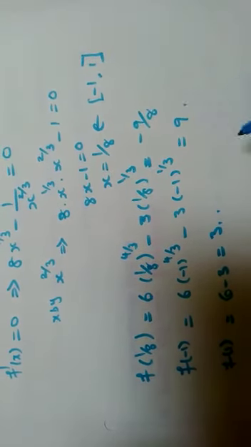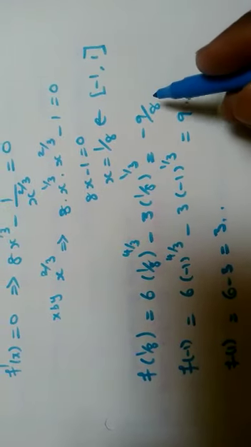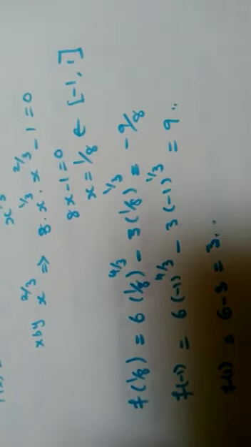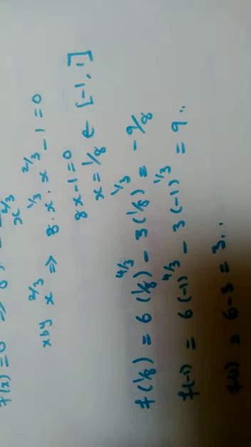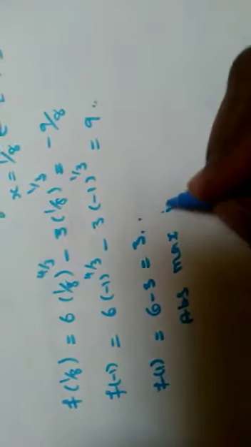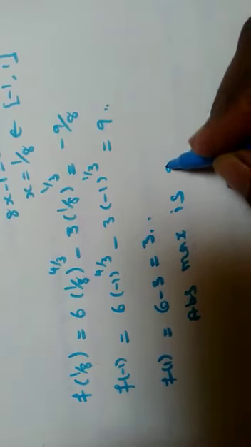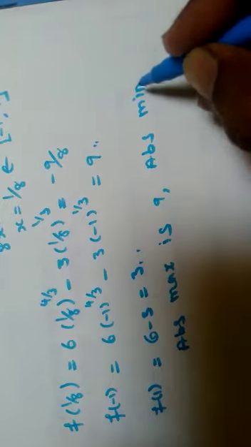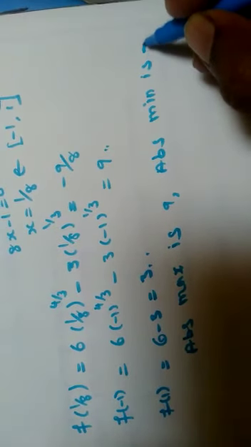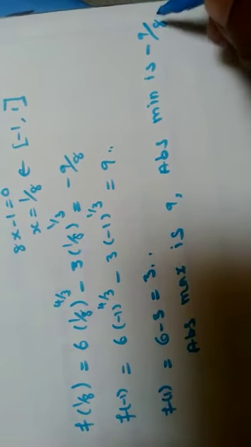So the absolute maximum, clearly we see, is 9. Absolute minimum is minus 9/8. So the absolute maximum is 9 and the absolute minimum is minus 9/8. That's all.